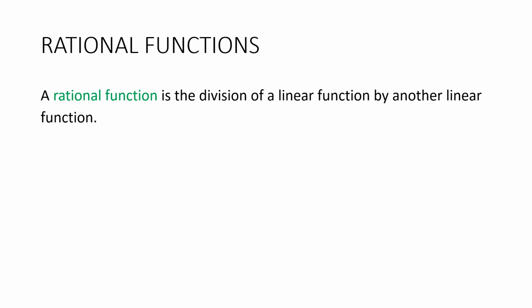Now a rational function is the division of a linear function by another linear function. Do you remember what a linear function is? A straight line. So if we've got two straight lines like x plus 1 and x minus 3 and we do the division, we're going to get what's called a rational function. This is also a hyperbola. That's the graph of it anyway.